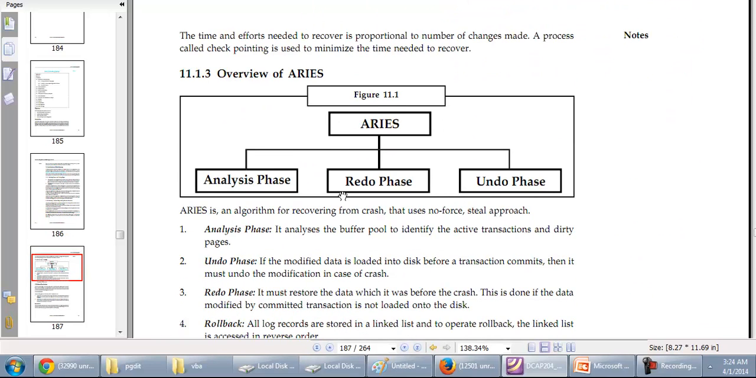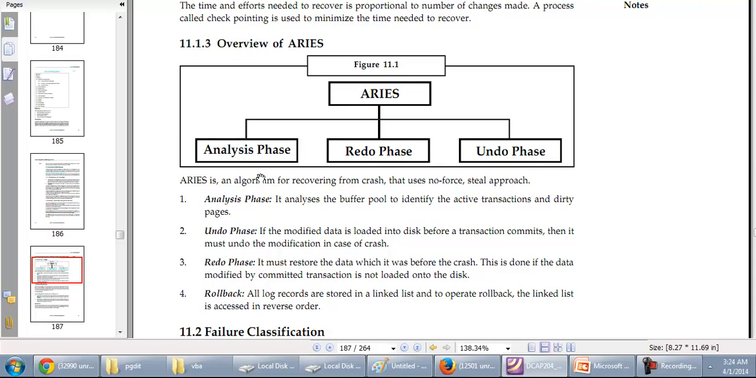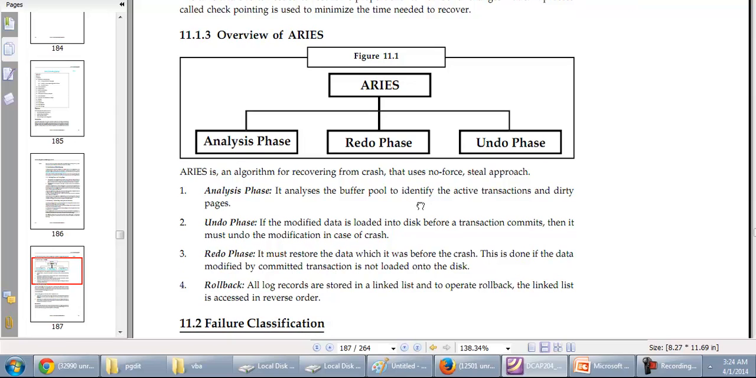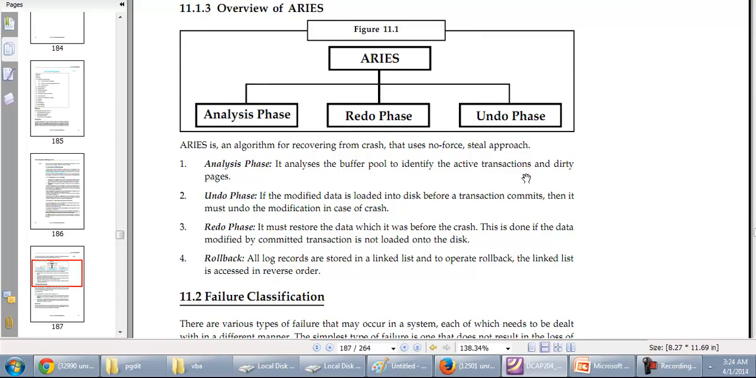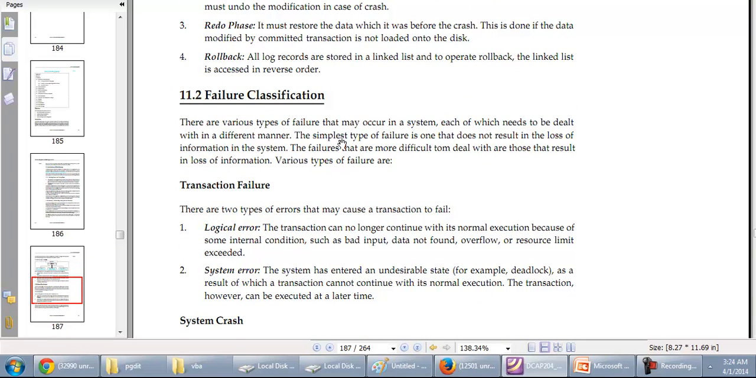You have ARIES: analysis phase, redo phase, undo phase, and rollback. The analysis phase analyzes the buffer to identify active transactions and dirty pages. If a modified page is written to disk before the transaction commits, then we must undo the modification in case of a crash. Redo phase: it must restore data to what it was before the crash, if the modification is not in the cache. And rollback.